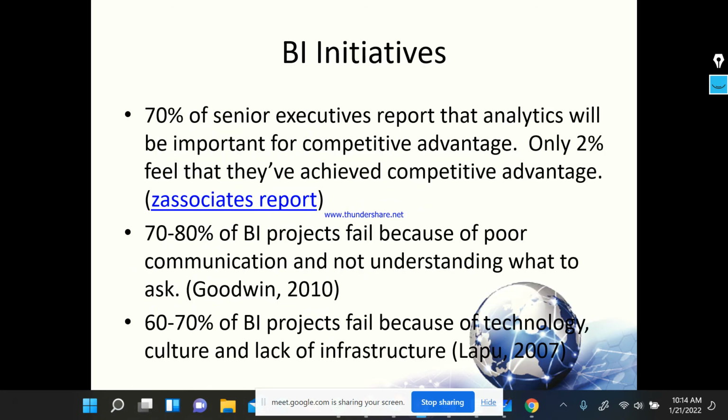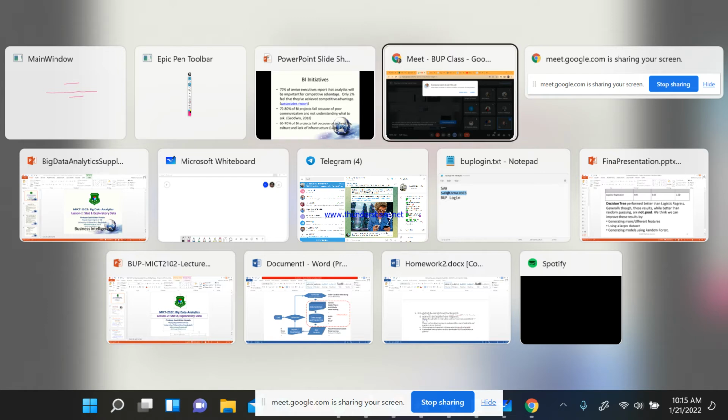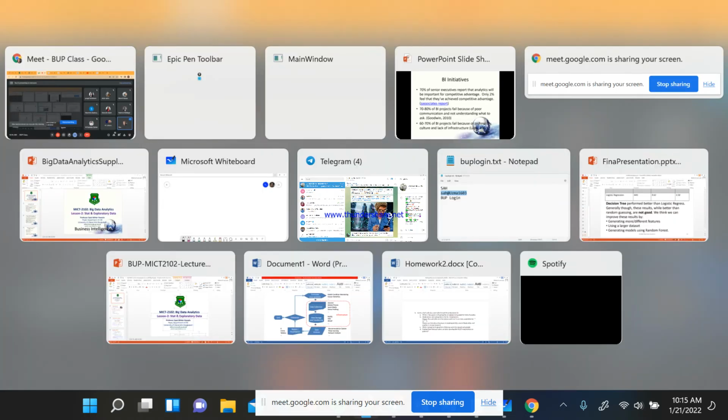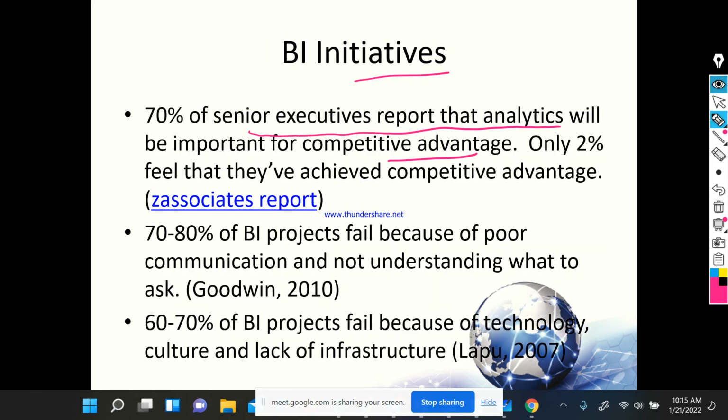Yeah, so BI initiatives, if you see here, what happens in the BI initiatives: 70% of senior executives report that analytics will be important for competitive advantage. And only 2% feel that they have achieved it. Only 2% feel that they have achieved competitive advantage.